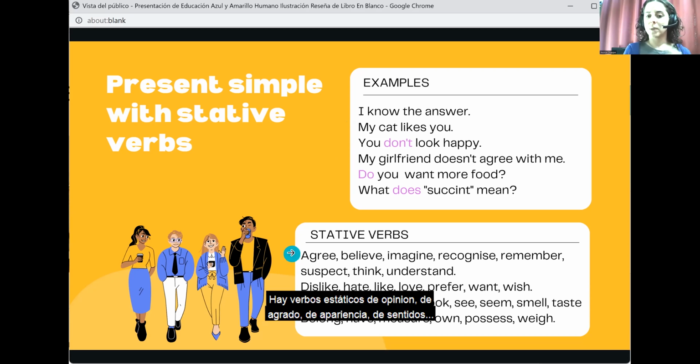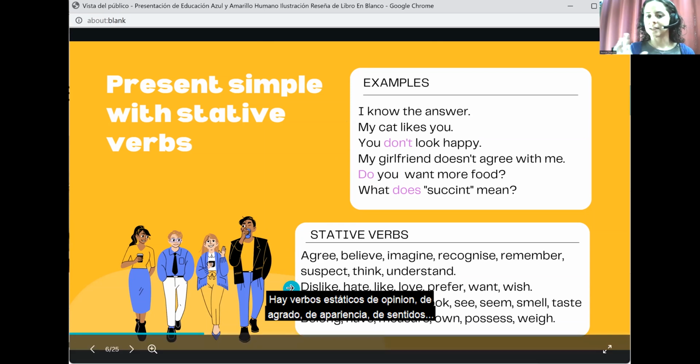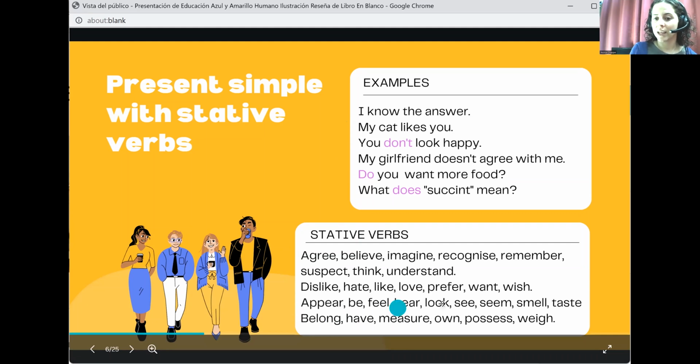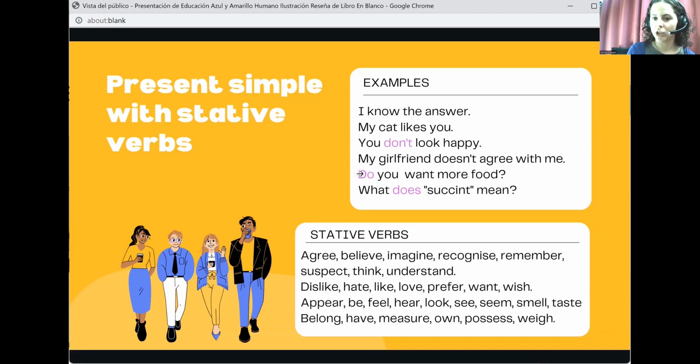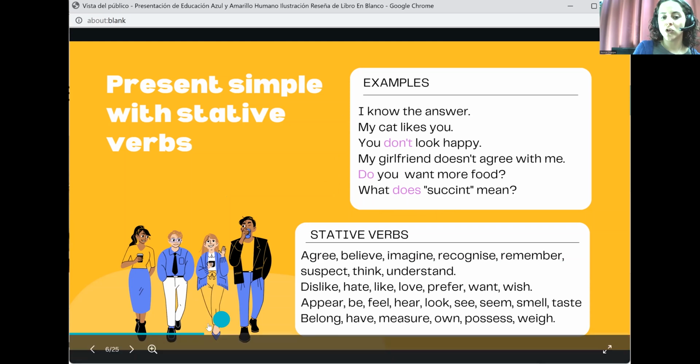We have stative verbs of opinion, of like and dislike, of appearance, of senses, what I hear, what I look. This looks good. He seems to be okay. Do you want, not are you wanting, do you want more food? What does this mean? What does succinct mean? ¿Qué significa? No, ¿qué está significando? Okay, that's a very important use of present simple, not with time expressions, but with verbs.